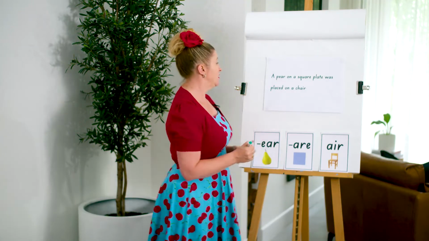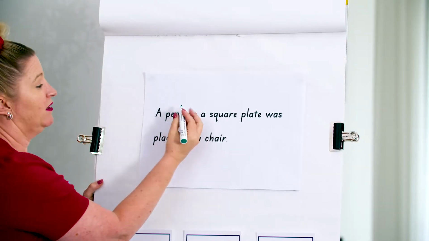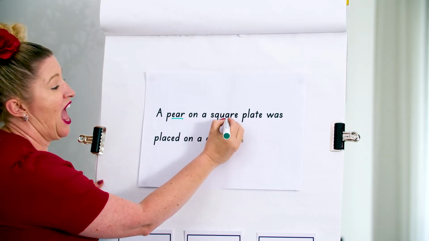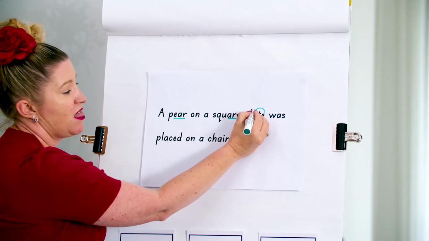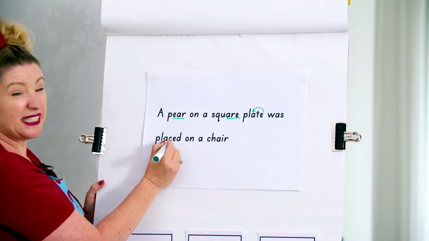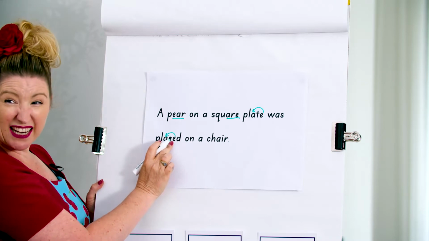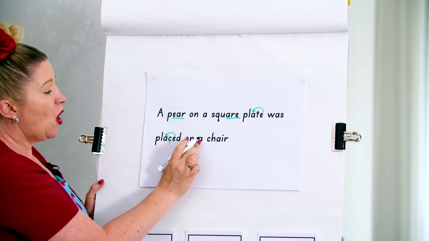How did you go? Did you get all the spellings? Let's check our work and find all those air graphemes. Capital at the start. A pear, E-A-R, air, on a square, A-R-E, air, plate, there's that split vowel I talked about. Did you get that one? Was placed. This was that tricky word. We got the C making the sound. Got that split vowel there, and we had to, before we added ed, we had to take an e off, so we didn't have double e, because that wouldn't have made the right word. Was placed on a chair.